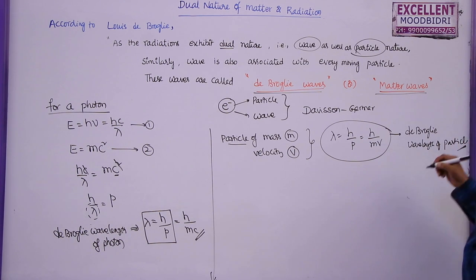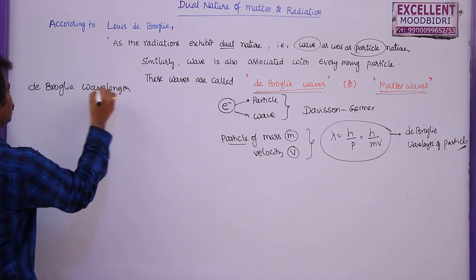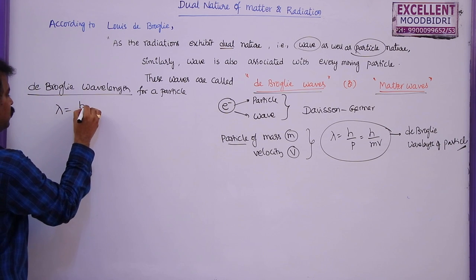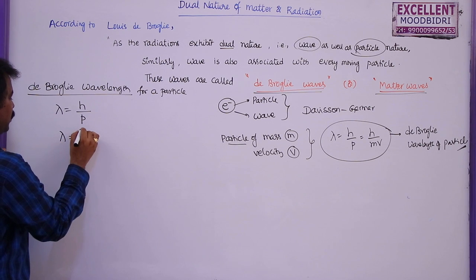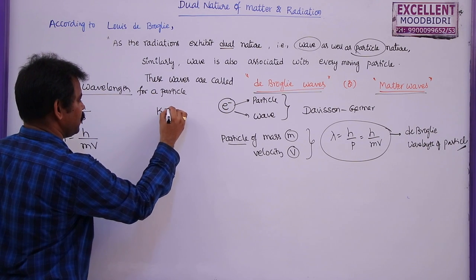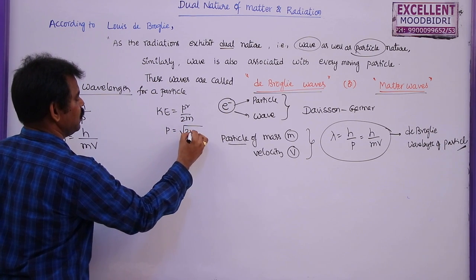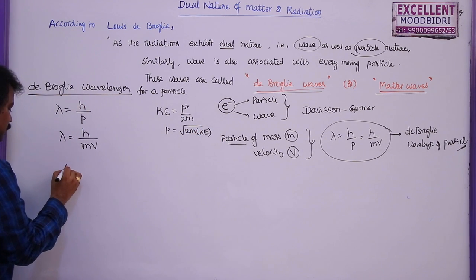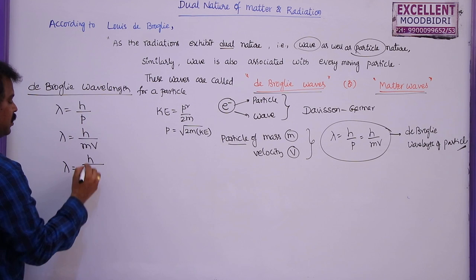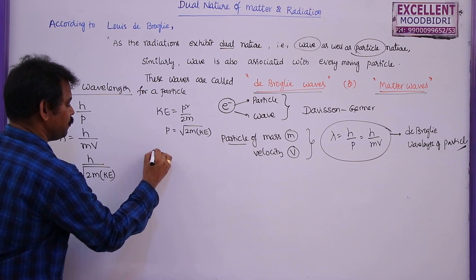The de Broglie wavelength of a particle is given by lambda is equal to h by p, which is also given by lambda is equal to h by mv. But we know that the kinetic energy of a particle is given by p square by 2m. So p is equal to root over 2m KE. So the de Broglie wavelength of a particle of mass m moving with velocity v can also be written as h by root over 2m KE.